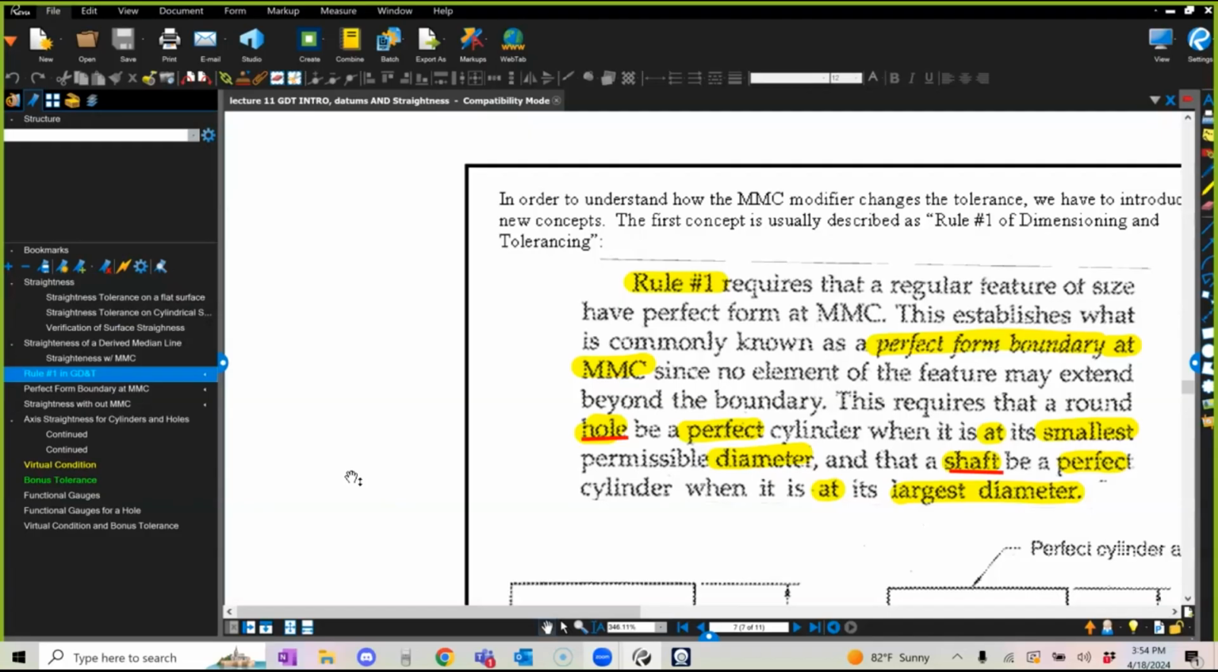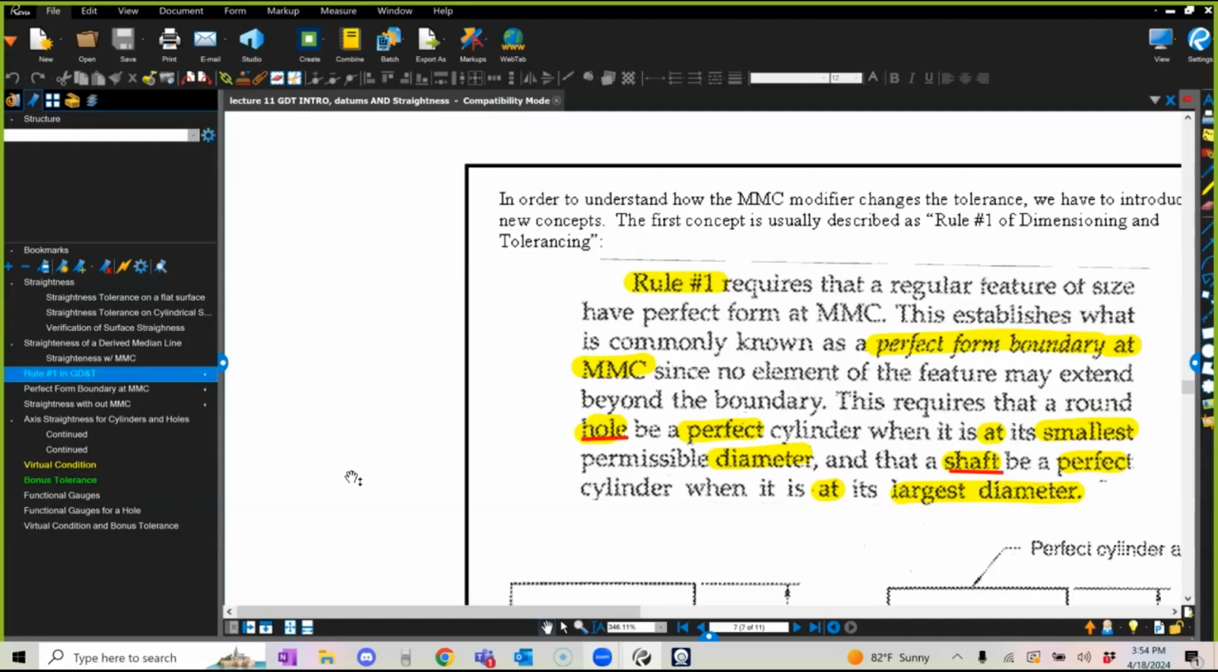Now, let's suppose that my part came at its least material condition, the smallest it could be. I can grab my envelope, open it, grab my part at the least material condition, stick it in there, and then we'll have a lot of wiggle room, right? A lot of form deviation that I could have.